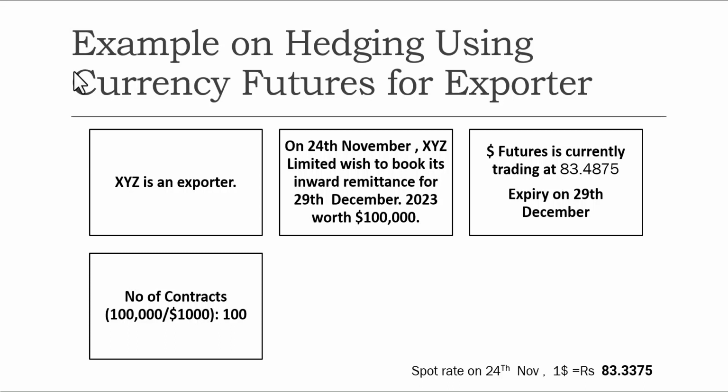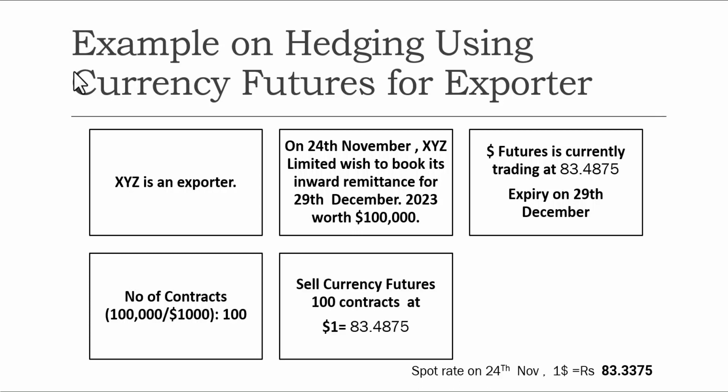This price will be the same, 83.33 on 24th. Now the dollar future can be a little bit here and there for December, but I have chosen to keep the January price the same. Number of contracts: 100. Now what is he going to do? He's going to sell dollars, because he thinks that the dollar is going to depreciate and he's going to lose money.